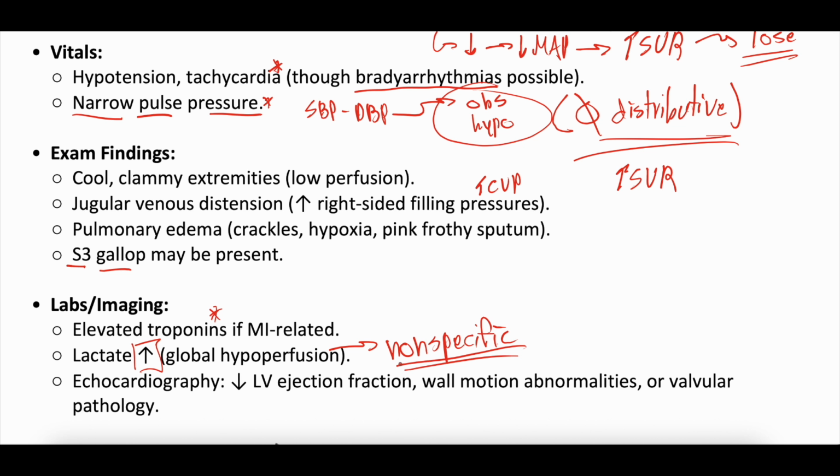And if you do a bedside ultrasound, an echocardiography, or POCUS, point of care ultrasound, you should probably see a decreased left ventricular ejection fraction. You might see wall motion abnormalities. You might see valvular pathology. So if you've gotten good at echo, this can be incredibly useful in patients with shock states.